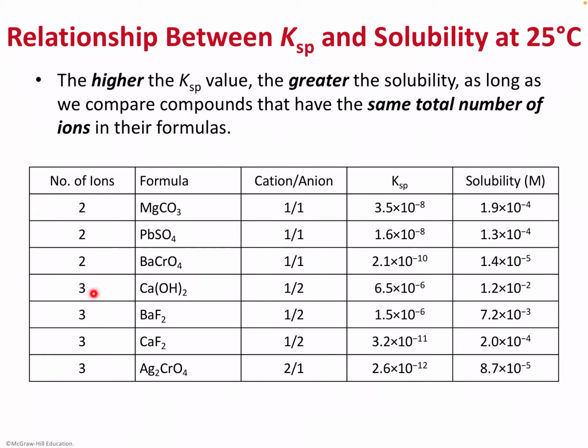And with these are when you have 3 ions, number of ions. Cation to anion ratio is the same. 6.5 times 10 to the negative 6, 1.2 times 10 to the negative 2. So higher KSP and higher solubility. Okay.